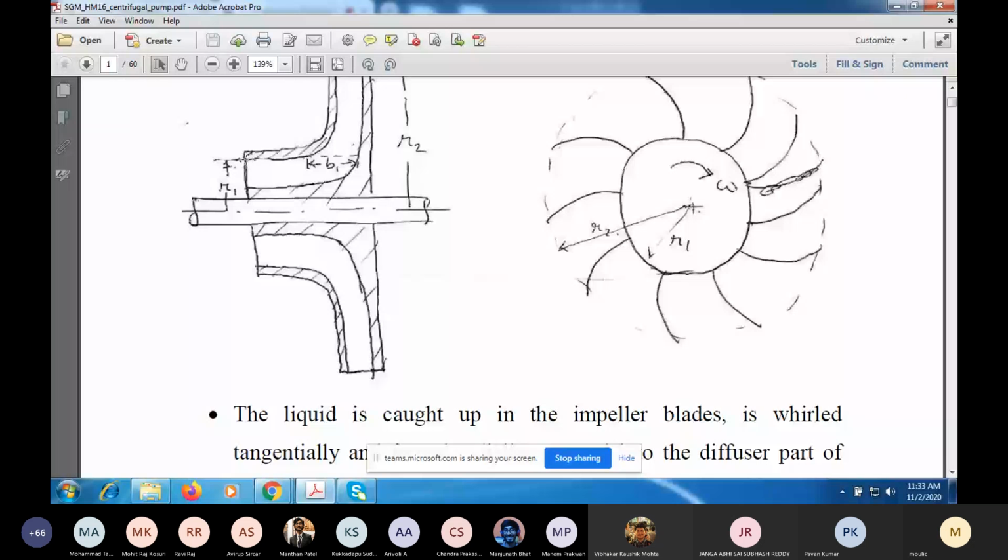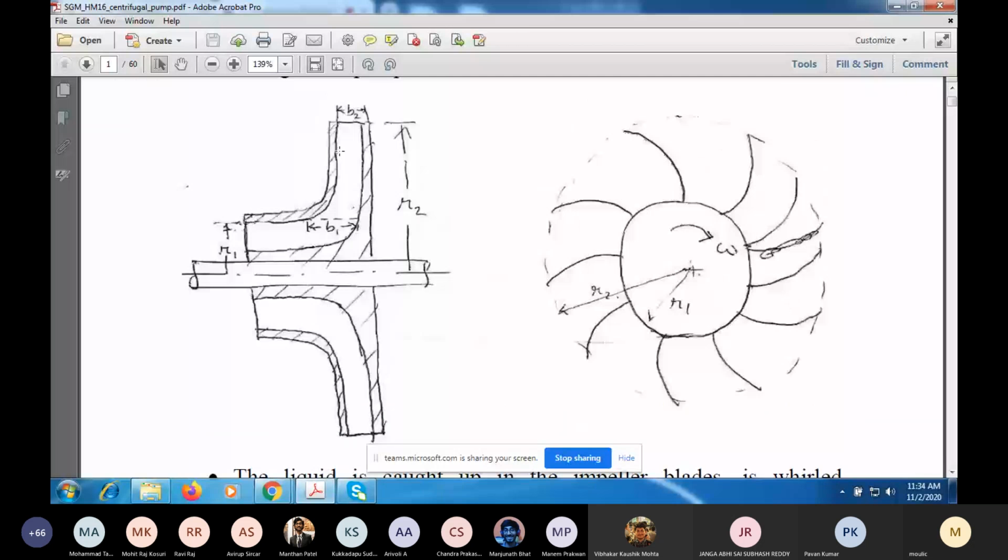If you look at a streamline, it will be parallel to the axis of the shaft at this point and perpendicular to the axis of the shaft as it goes out. Here there is a Vz component, Vr and V theta are 0. But as it enters here, it will acquire a Vr component because it will turn. This is the radial direction.